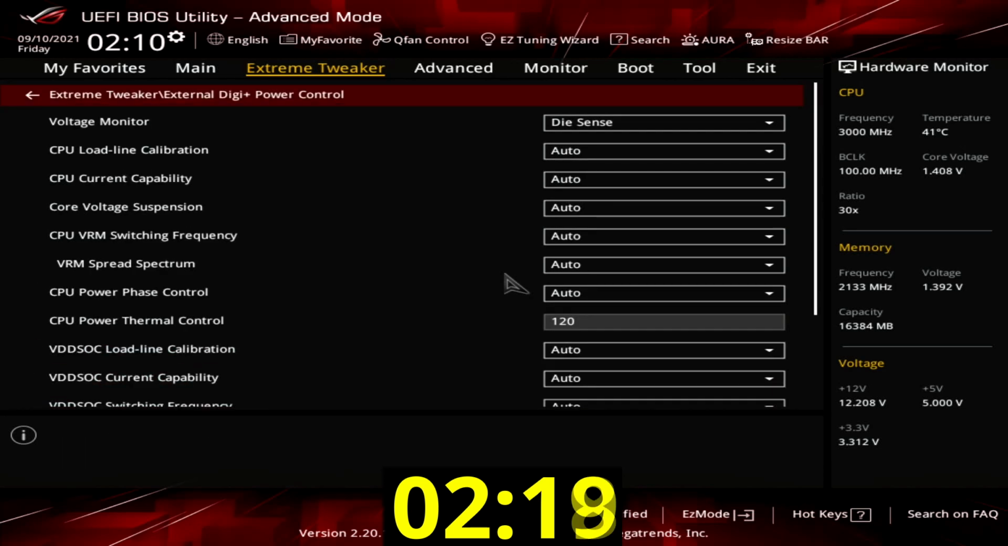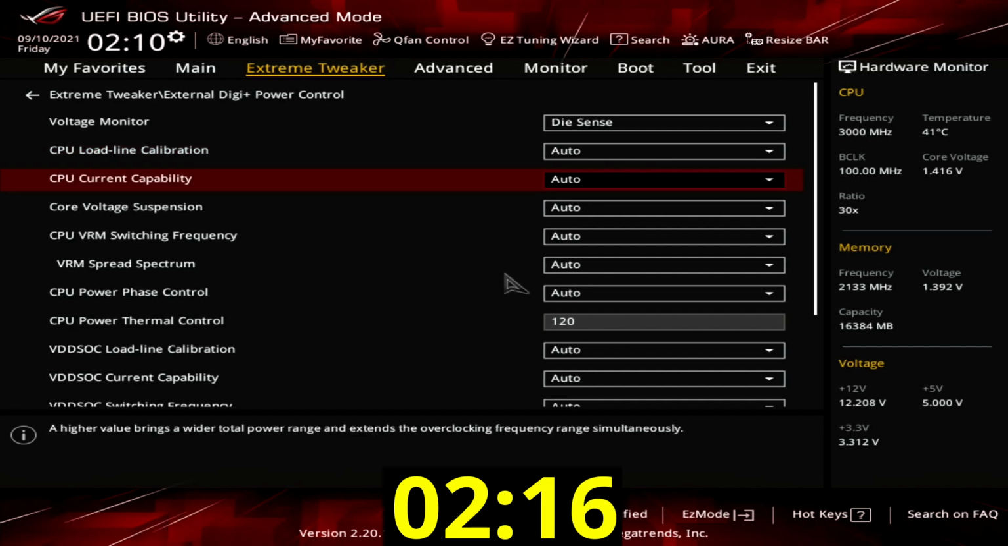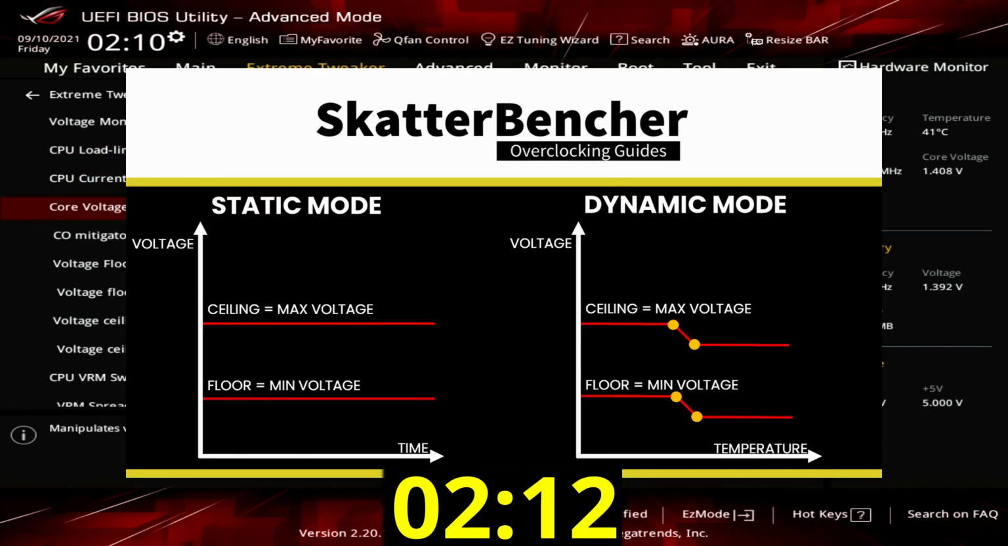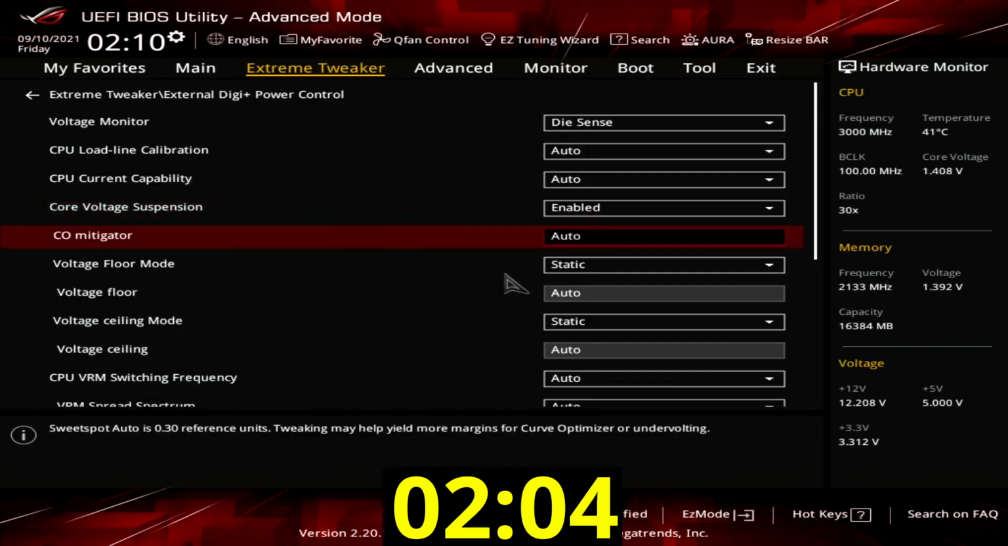Enter the External Digital Plus Power Control submenu. Set Core Voltage Suspension to Enabled. Voltage suspension will force the CPU core voltage to stay within a specific range even when using a dynamic voltage like with Precision Boost Overdrive. Set CO Mitigator to 0.3. This helps mitigate system instability when using aggressive Curve Optimizer settings by boosting the voltage ever so slightly under very light loads.